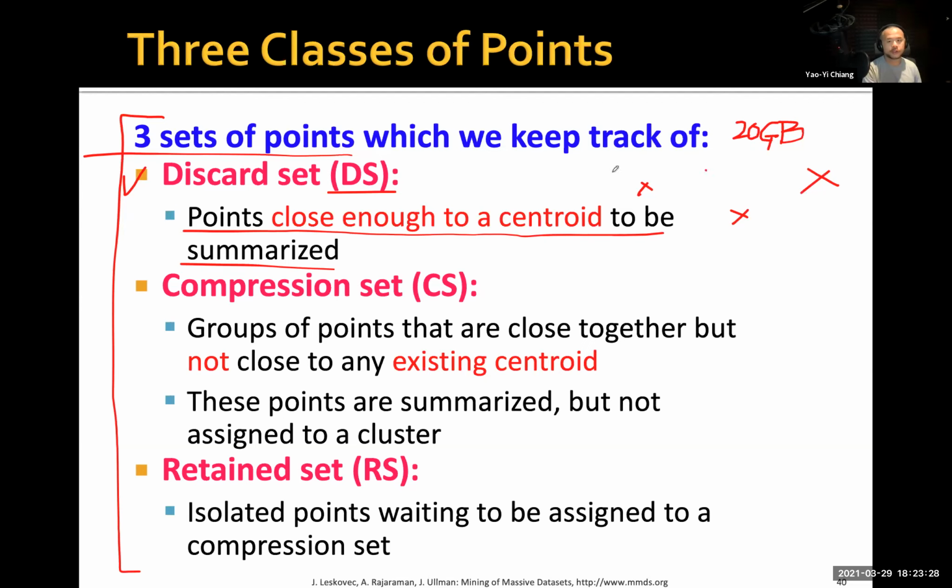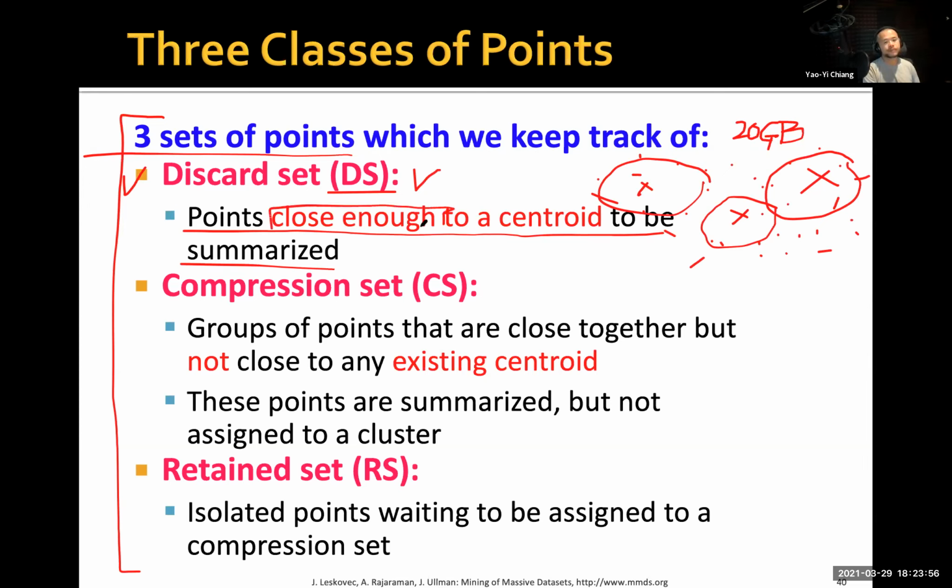Remember now you have 3 initial centroid, but you still have all these points from your 20 gigabyte. So we are saying that the first one, if you are close enough to a centroid, like here or here or here, we are going to throw you away. We don't need you in the main memory. We are going to summarize you, okay? I haven't told you how to summarize them. I haven't told you what it means to be close enough.